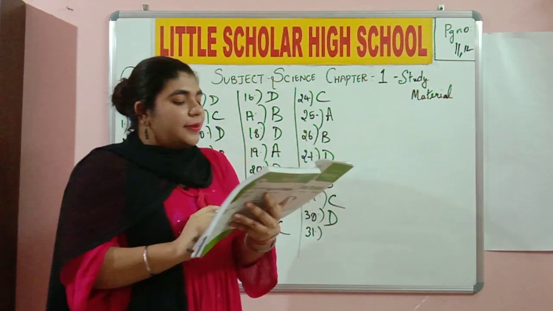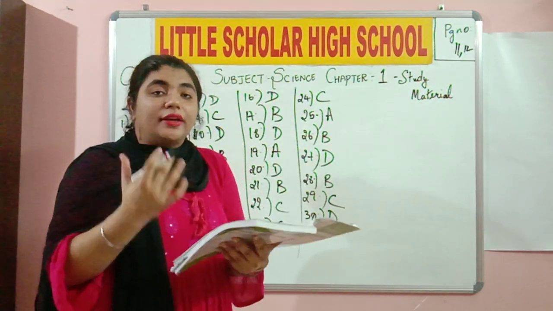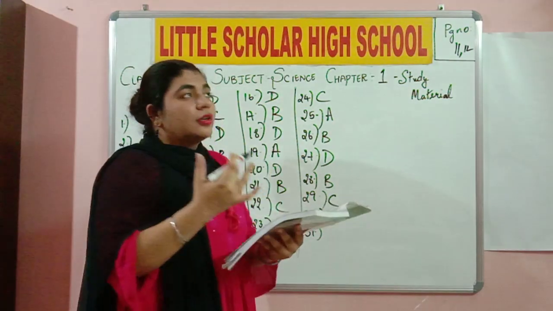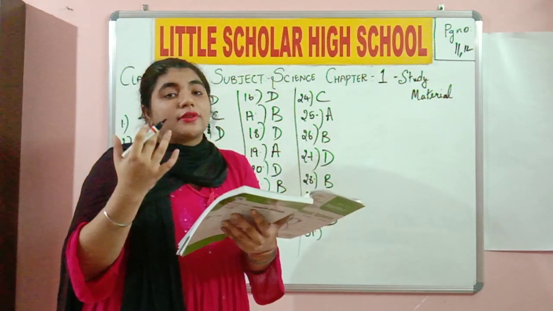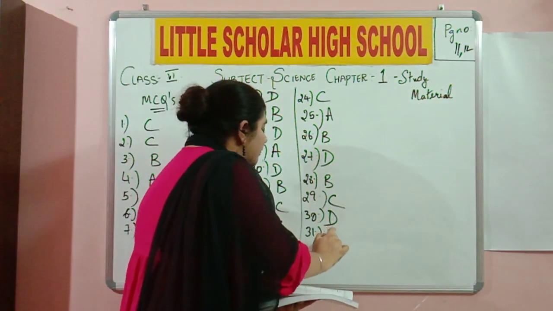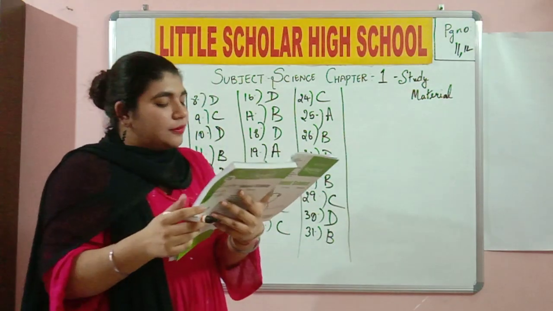31. Materials required to prepare a food item are called ingredients. Okay, you have a good definition over here. We have been studying this terminology since the beginning of the chapter. 31 is B. What are ingredients? Materials which are involved in making a food.